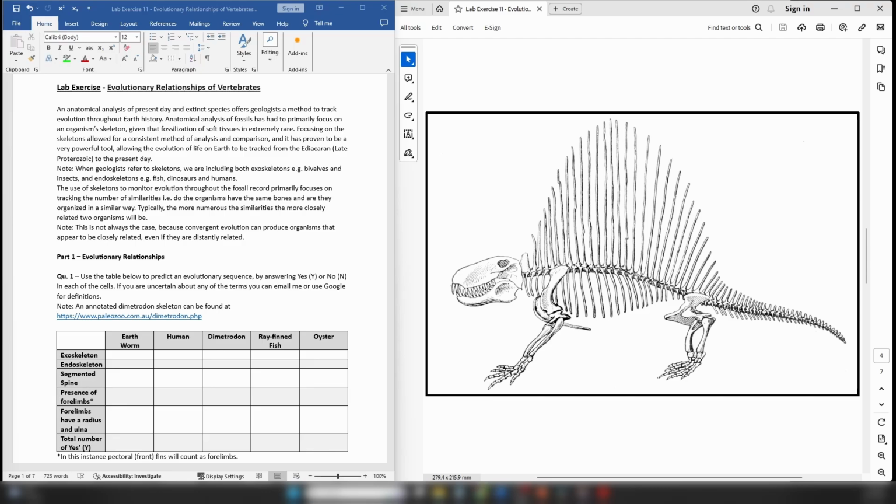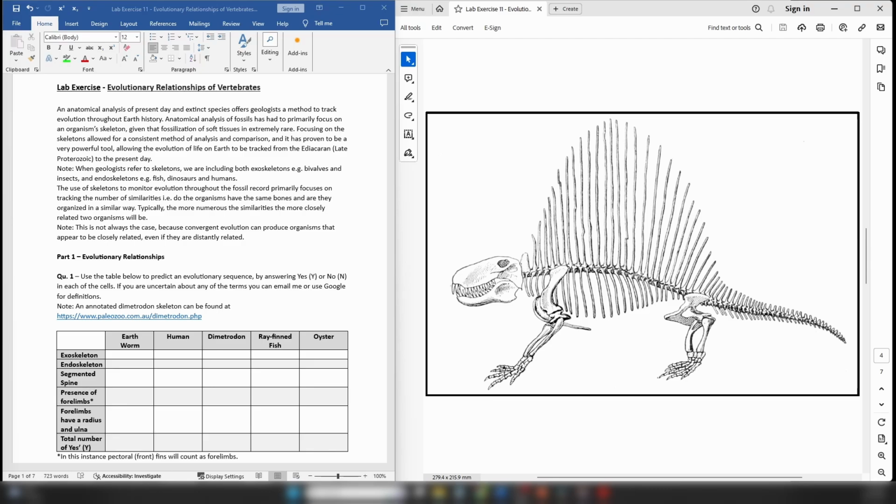So remember that we know where the fossils sit on the geologic timescale. So what we can do is use the position of the fossil, so we know their relative ages. We can then apply the study of the skeletons of these fossils and use that to essentially track evolution for the lineage over time. Another thing that needs to be remembered is that when geologists are referring to skeletons, we are referring to both exoskeletons and endoskeletons. So obviously exoskeletons is the skeleton on the exterior. That's going to be animals like bivalves or insects. And endoskeletons are going to be organisms with skeletons on the inside of their body. So we're looking at fish, dinosaurs, and of course humans.